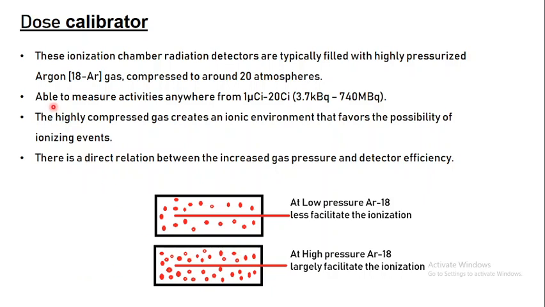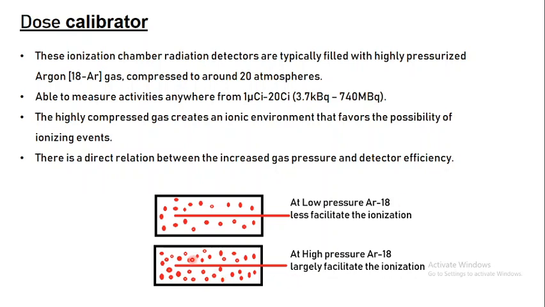In this regard, we can say it is able to measure activity anywhere from 1 microcurie to 20 curie. So this is a very low limit and this is a very high limit. This is due to the dose calibrator having high-pressure argon gas in it. Put another way, the highly compressed gas creates an ionic environment that favors ionizing events more frequently compared to low-pressure argon. There is a direct relation between increased gas pressure and detection efficiency.